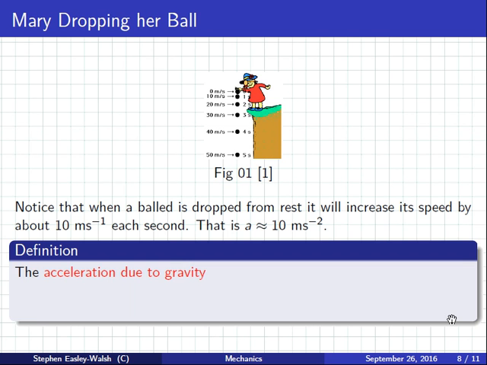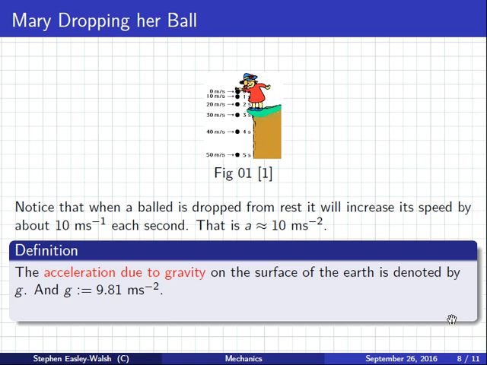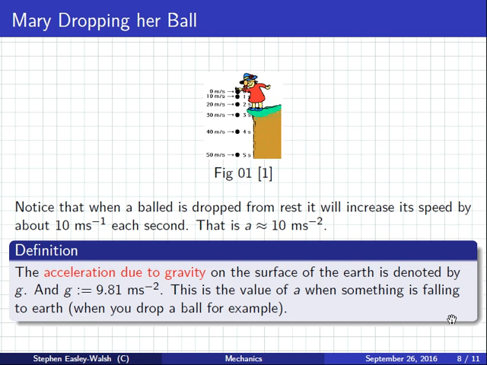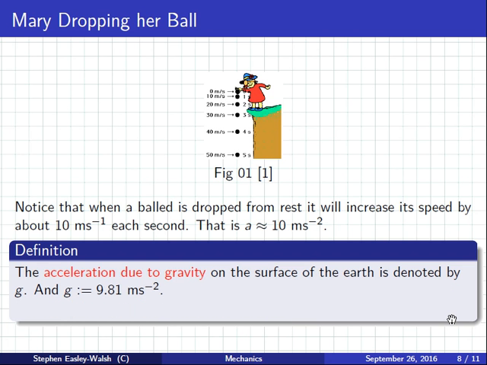So to be more precise, the acceleration due to gravity on the surface of the Earth. We use the letter G to represent this. And for this course, the acceleration due to gravity has a value of 9.81. This is the value of acceleration when something is falling to Earth, for example, when you drop a ball. So it's enough to write down the first sentence, I think. The first sentence is enough.